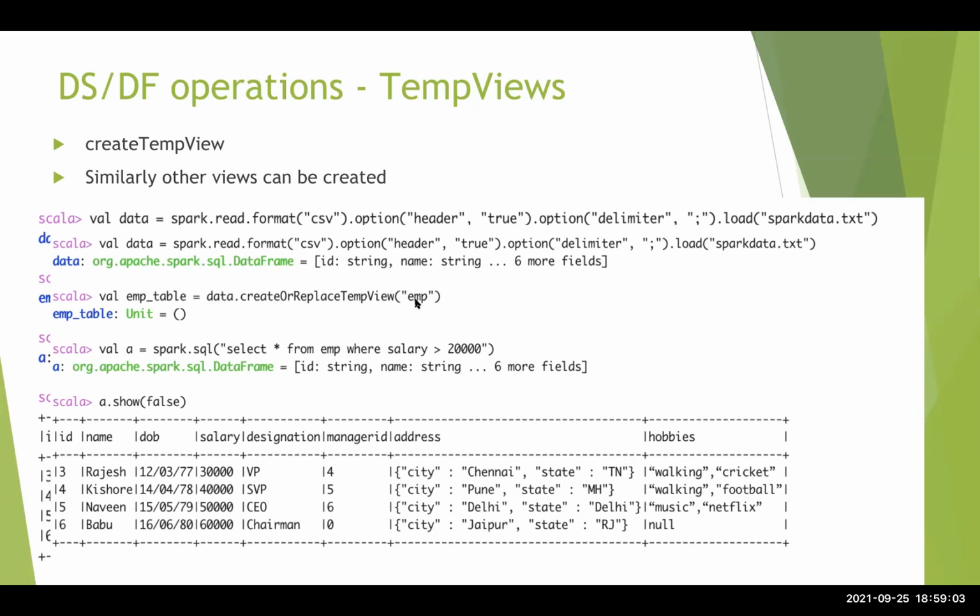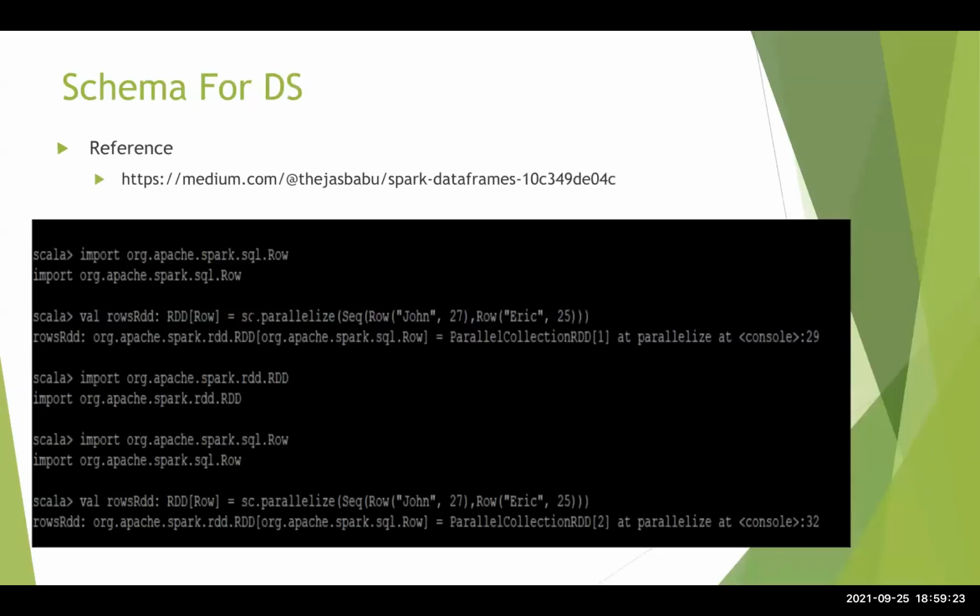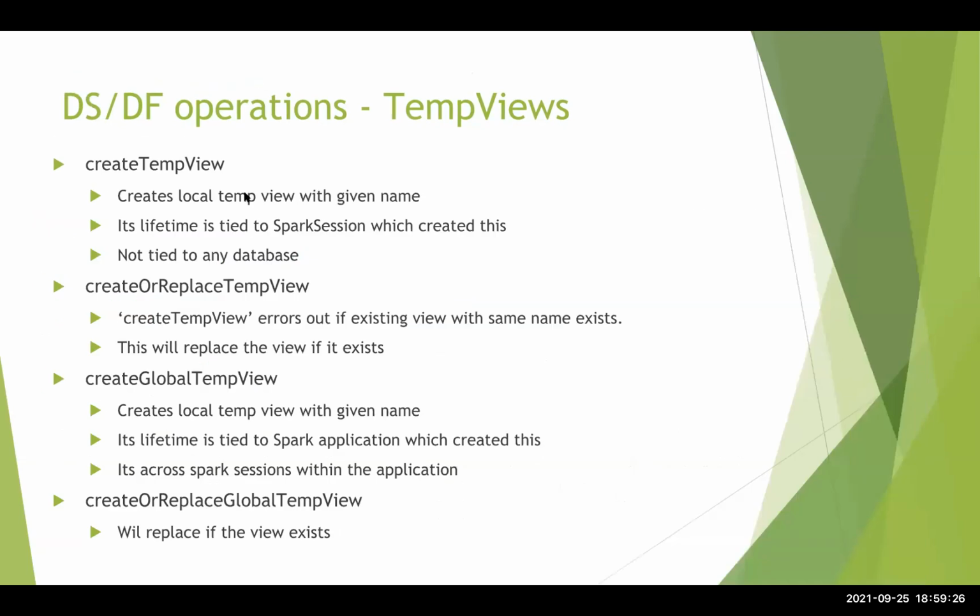now I have created this as an employee, I can run any SQL over this. I can say select star from EMP, which is the same name here, where salary is greater than this, and it gives me that. Or any other SQL you can think of, you can run over this EMP, because it's a view and it allows any SQL to be run. So that's tempViews. What you can do is practice on your own how to create a global temp view with multiple Spark sessions, try to access the view created from one session from another session, and see if it is accessible or not.